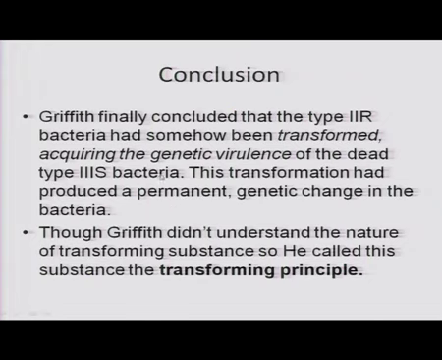So, he lastly concluded that type 2R bacteria had somehow been transformed, acquiring the genetic virulence of the dead type 3 S bacteria. So, according to Griffith, something was transferred to the 2R from the heat killed 3 S bacteria, and made the 2R virulent, and because of the virulence in the 2R bacteria, the mice died. What that genetic material was not very much known by Griffith, so he called it the transforming principle.